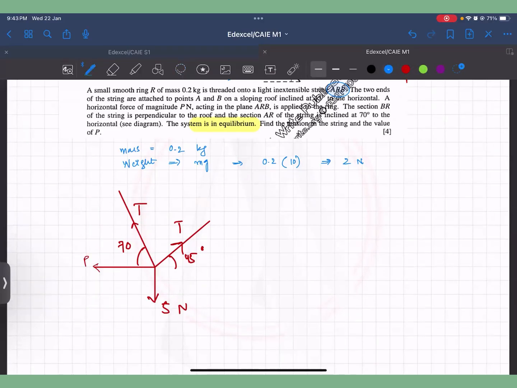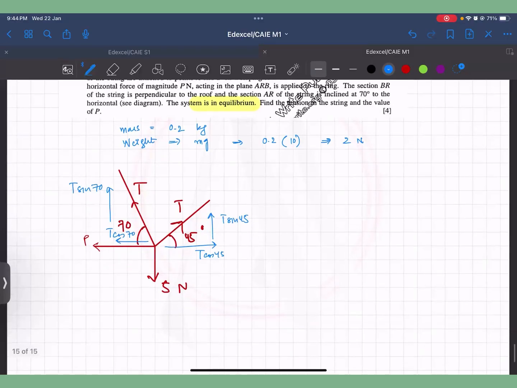Now you break it down. This becomes T cos 45. This becomes T sin 45. This becomes T cos 70. This becomes T sin 70. And everything else is done. So vertically, T sin 45 plus T sin 70 is equal to 5. You can easily find the value of T from here.